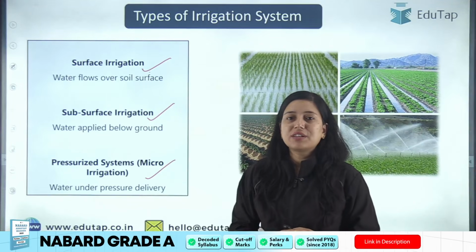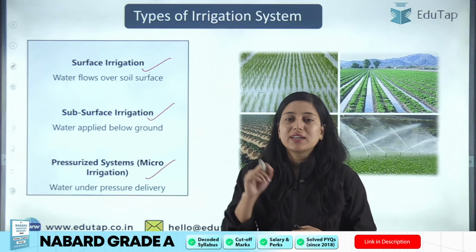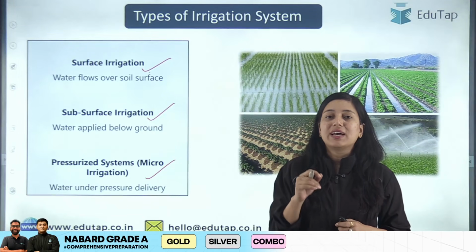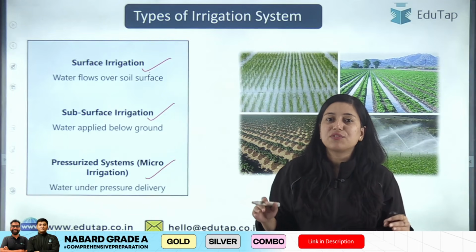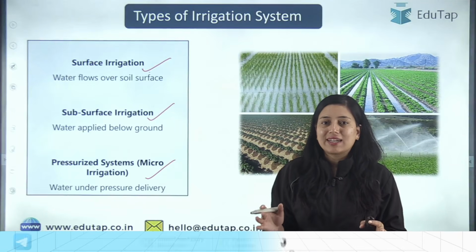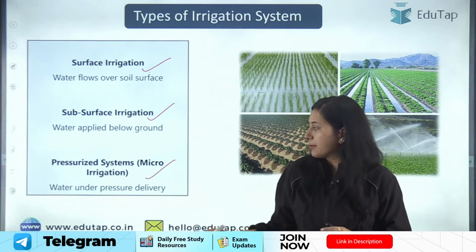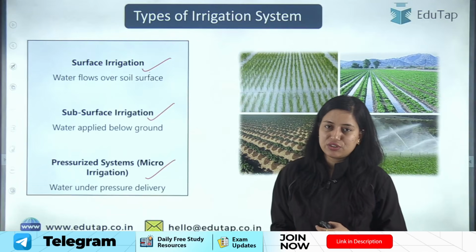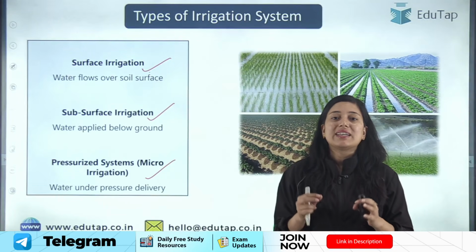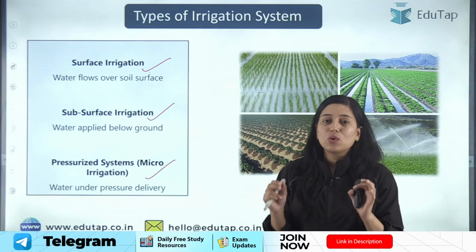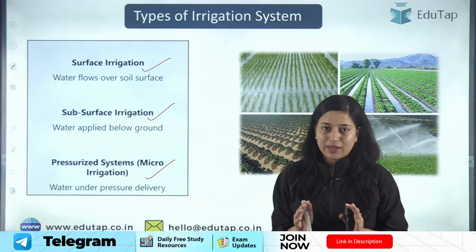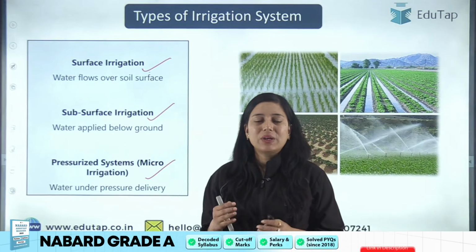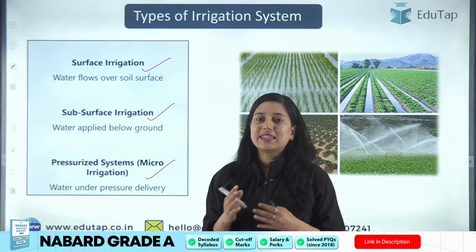Now in case of subsurface irrigation system, we are not irrigating the surface of soil, rather we are giving water at the subsurface level. And how does that happen? We will be discussing in a coming slide. Then we have another type which is known as pressurized or micro irrigation system. Now in this case, under some pressure, water is slowly released around the crop plant. Hence it is called pressurized irrigation system. Clear? So we will be discussing all these in detail.